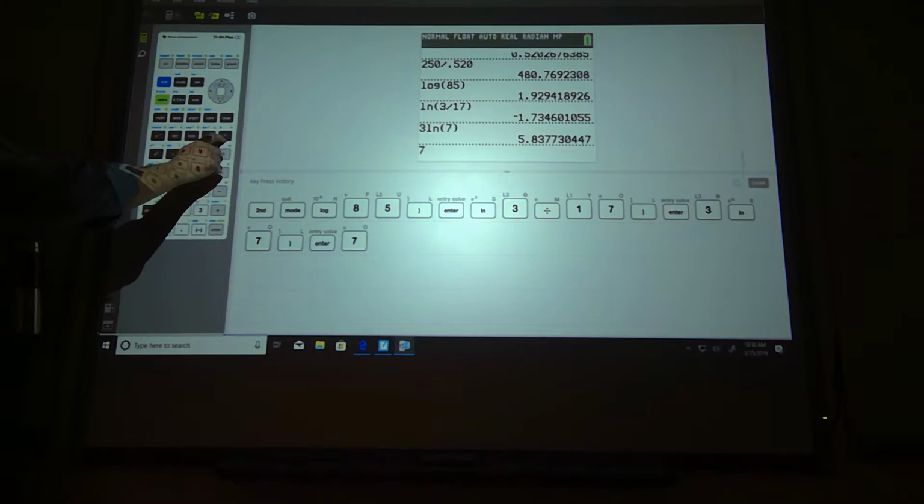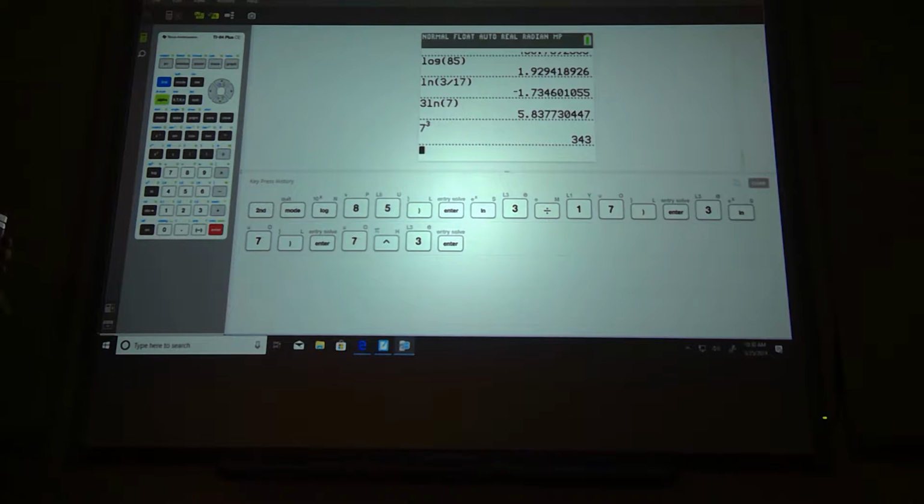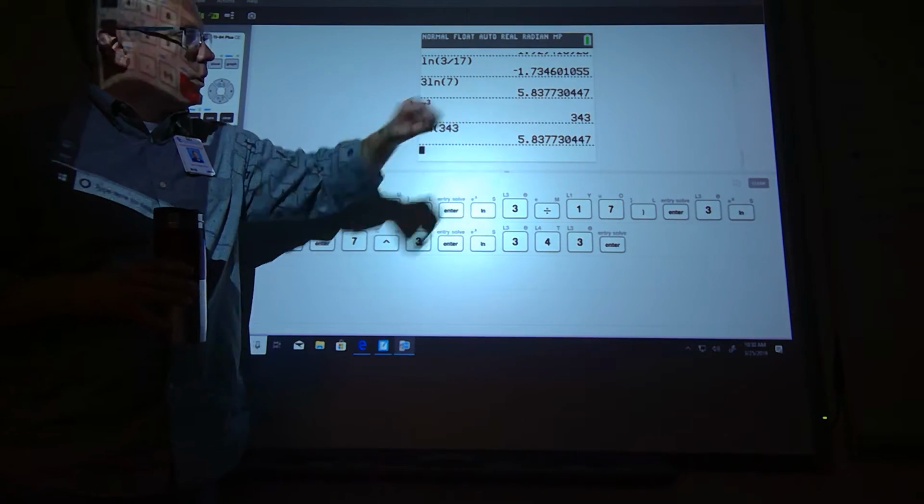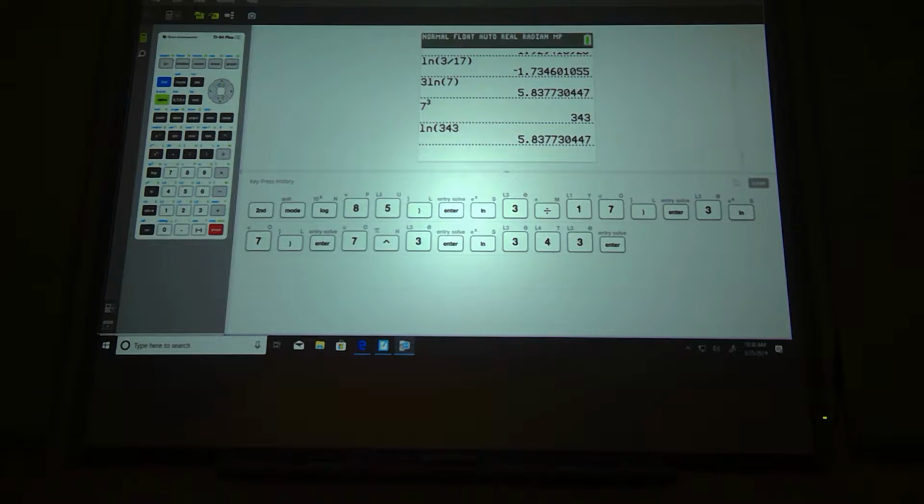And then let's verify that 7 to the third really was 343. Yep, so if I also do natural log of 343, notice they come up with the same answer. Cool, everyone feel comfortable finding those keys on the calculator?